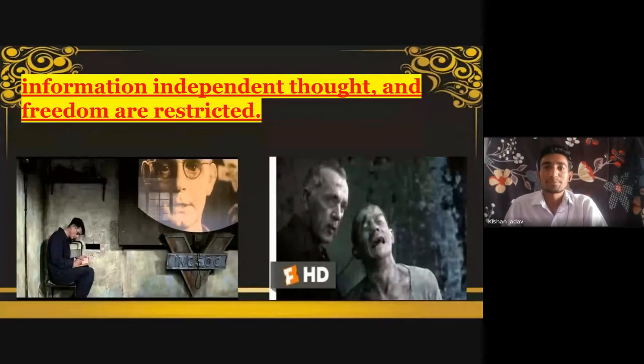Another one is that information, independent thought, and freedom are restricted. While Winston wants to present his thoughts in a diary, at that time this was considered a crime. Winston is arrested and tortured when the police find out, because he wanted to go against Big Brother's rule and presented his ideas and tried to write something. So this is also represented in this novel.